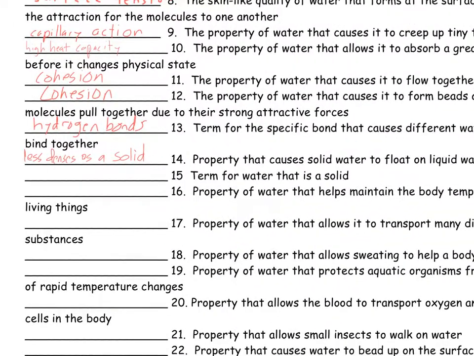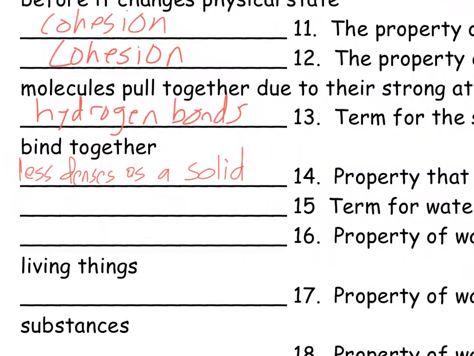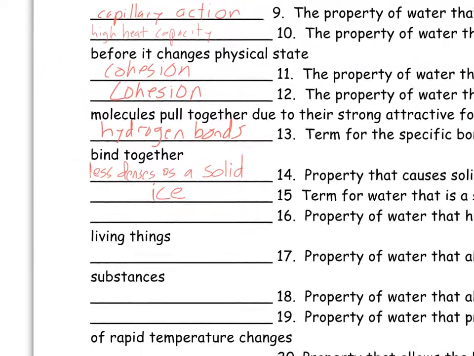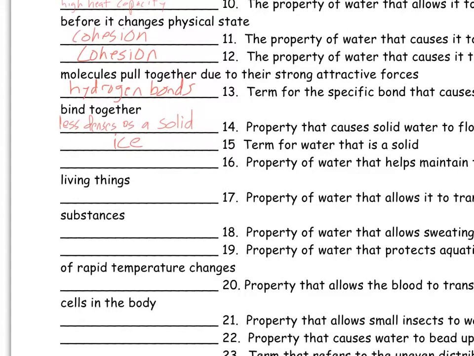Term for water that is solid. Frozen. It is ice. Had somebody last period that blew their mind. They're like, I got all of them, but number 15. I can't remember what it was called when water was frozen. I'm like, ice? And they're like, I said frozen. And they said, with this defeated look on their face, grilled cheese.